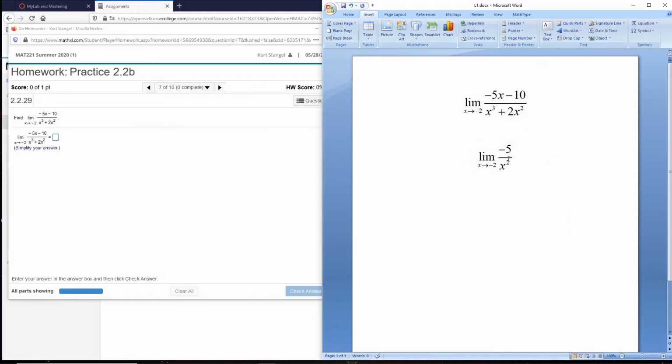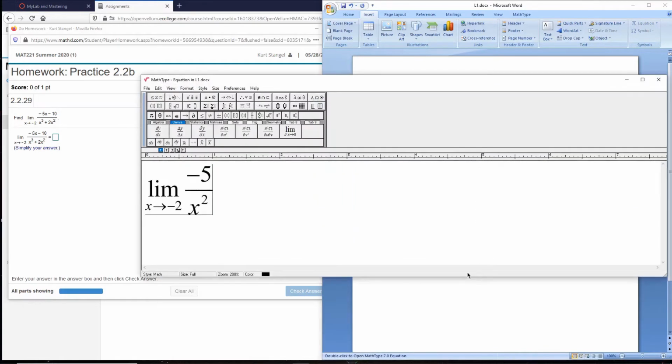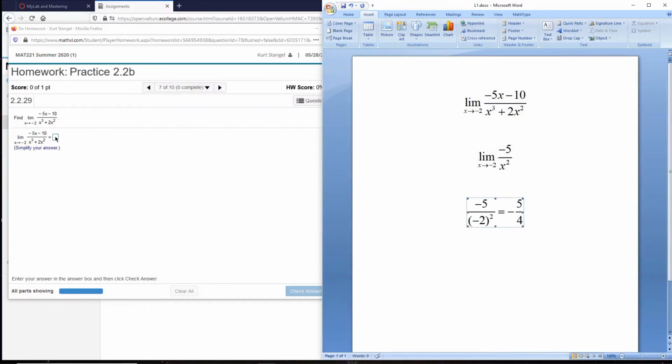And so something happened. And let's check out if that was good. And we'll do that by plugging in the number again. So we're going to plug in minus 2. And that works. So we would have minus 5, and minus 2 squared is a positive 4. So minus 5/4. And that's our answer.